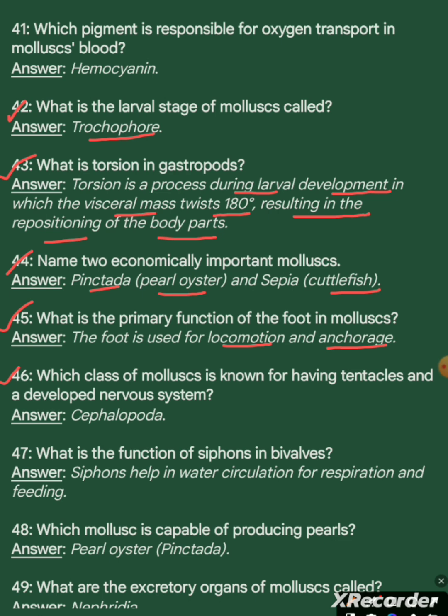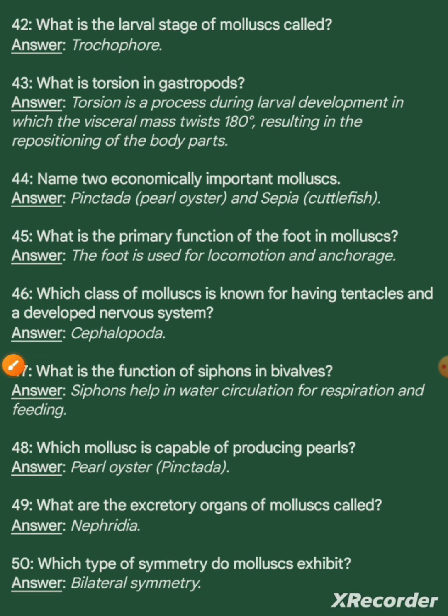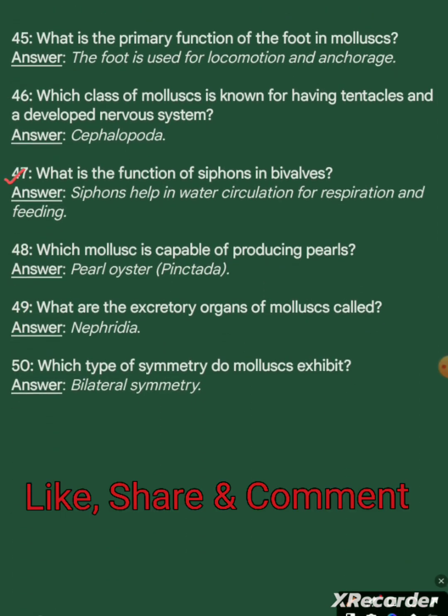Question 46. Which class of mollusk is known for having tentacles and a developed nervous system? Answer. Cephalopoda. Question number 47. What is the function of siphons in bivalves? Answer. Siphons help in water circulation for respiration and feeding.